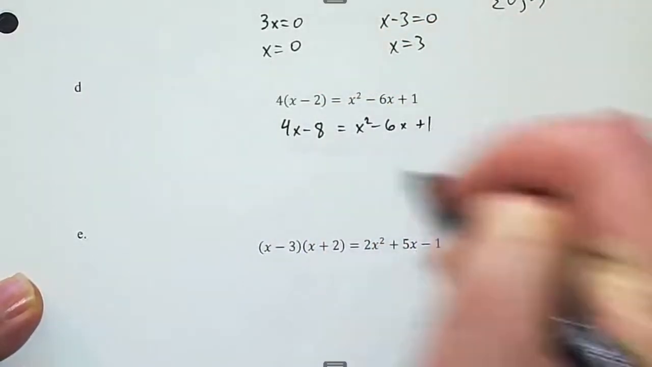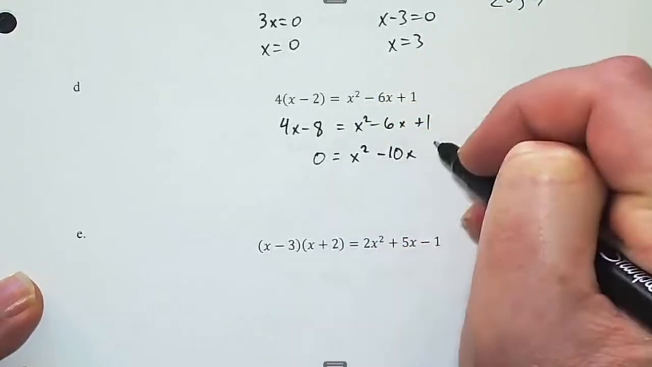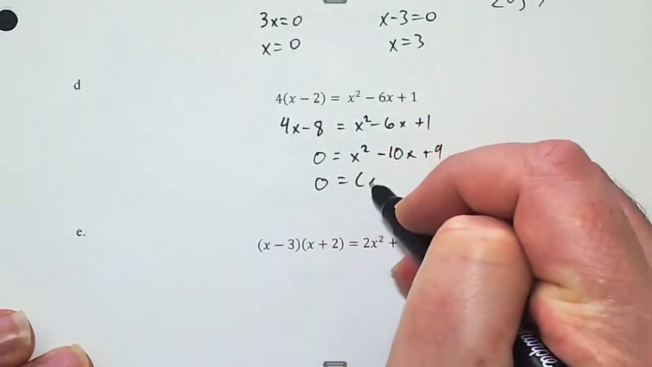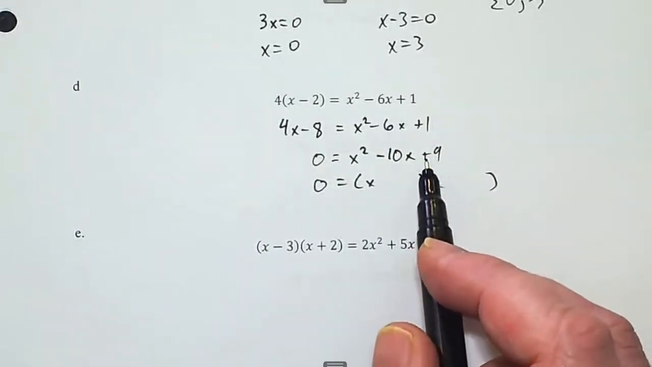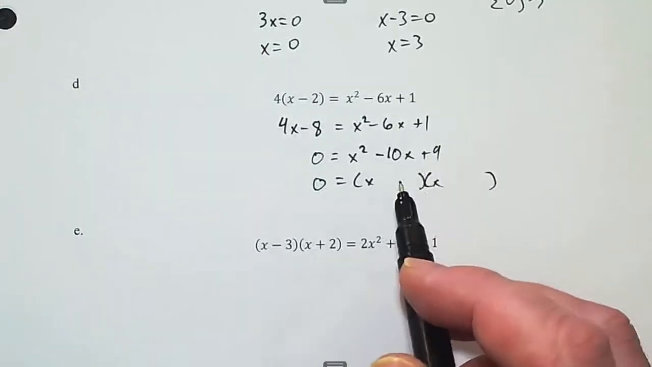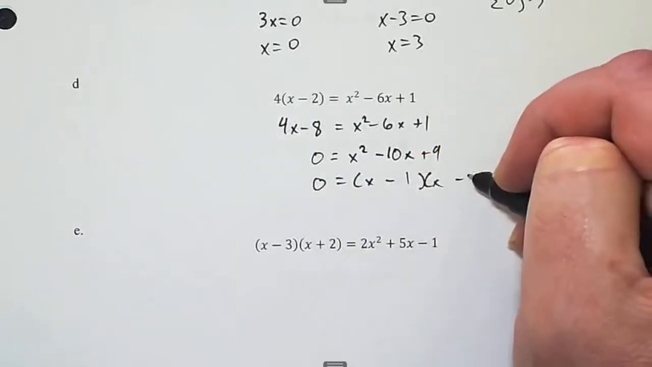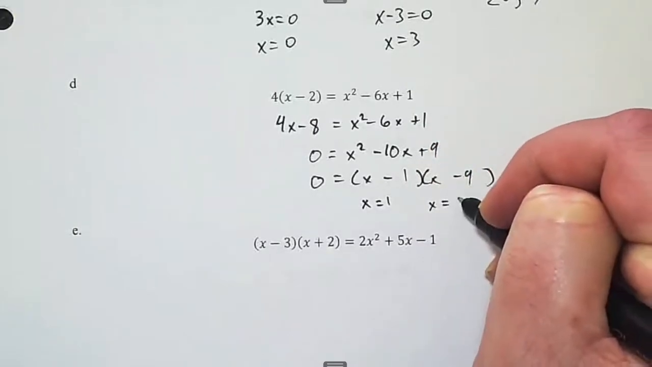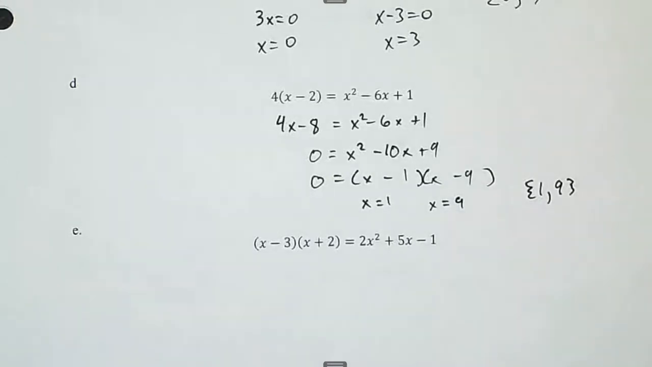And then we're going to set it equal to 0. So x squared minus 10x, then plus 9, because I added 8 to each side. And this factors as x and x. Numbers that multiply to 9, because it's a plus, they need to be the same sign, so they're going to add. So numbers that multiply to 9 and add to 10 are 1 and 9. So minus 1, minus 9. If you do the process, you'll get x equals 1 and 9. Order doesn't matter.